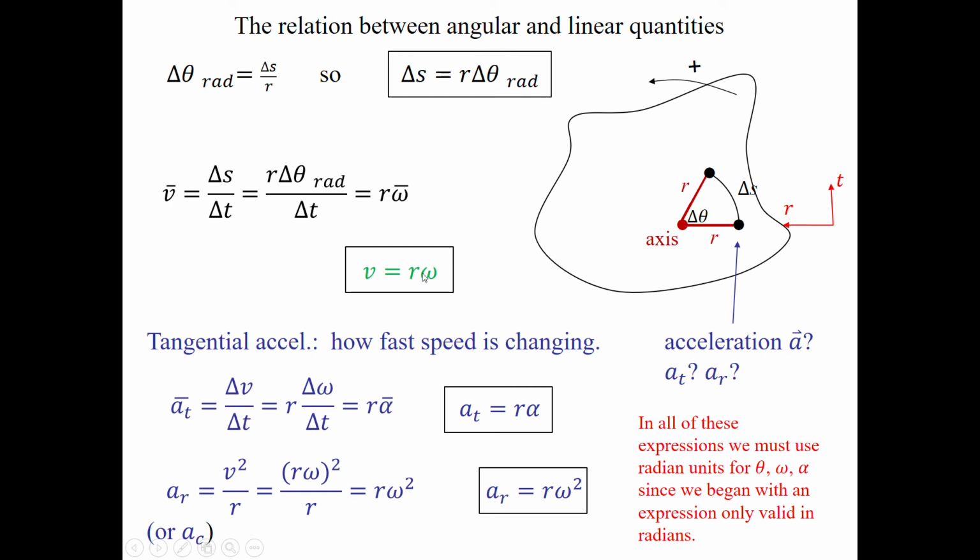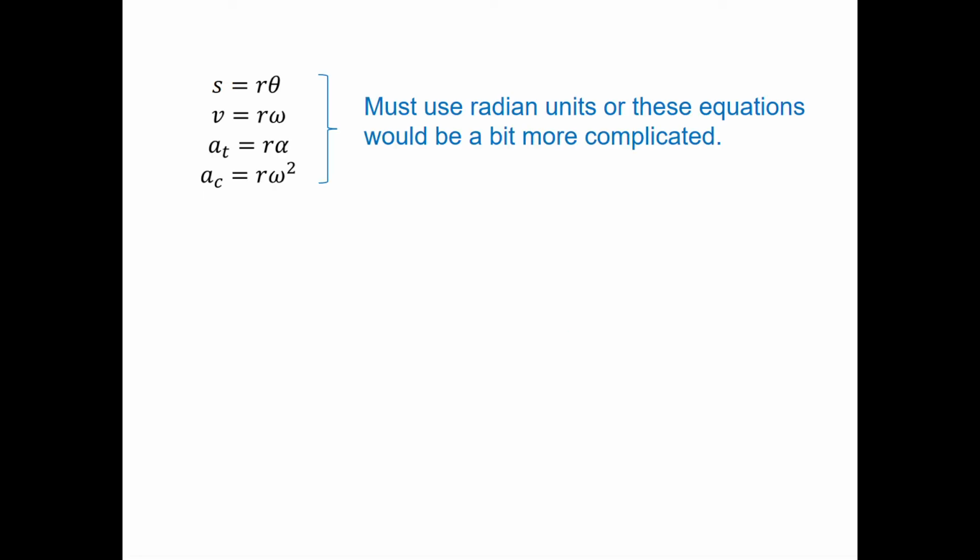For this to be true, omega has to be measured in radians per second or radians per minute, but no degrees or anything. And alpha has to be measured in radians per second squared. This omega has to be measured in radians per second. Otherwise, we can't use those. They would be slightly more complicated. And that's just what this is reminding me of. So those four relationships have to use radian units.